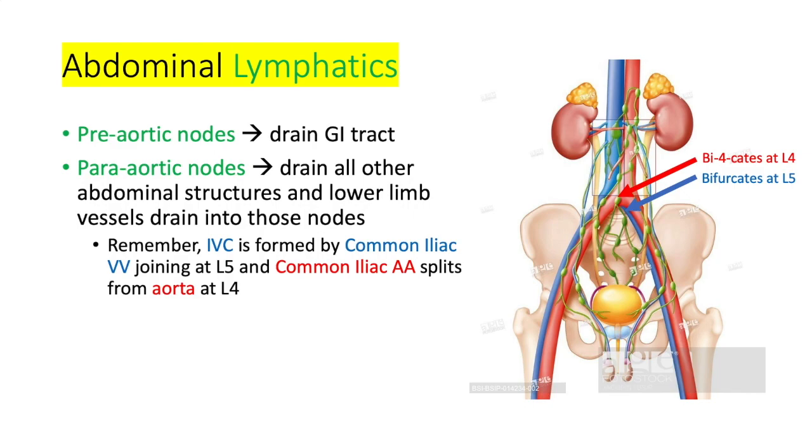So remember that the IVC is formed by the common iliac veins joining at L5, and the common iliac artery splits from the aorta at L4. And remember, it bifurcates at L4, and then the vein is just one level lower.